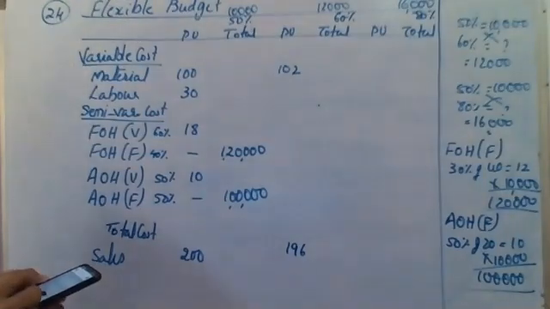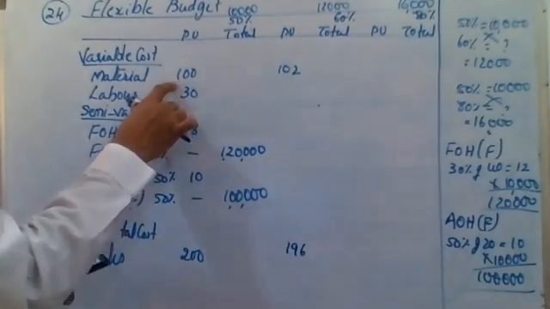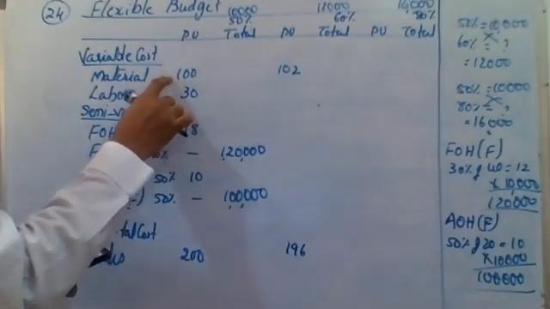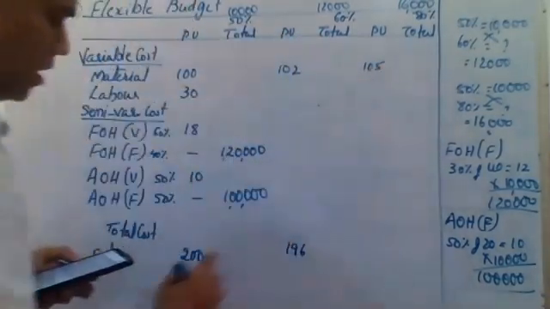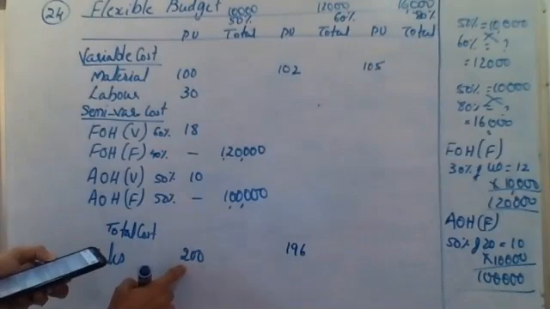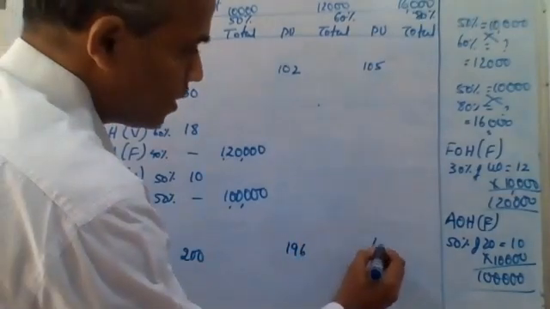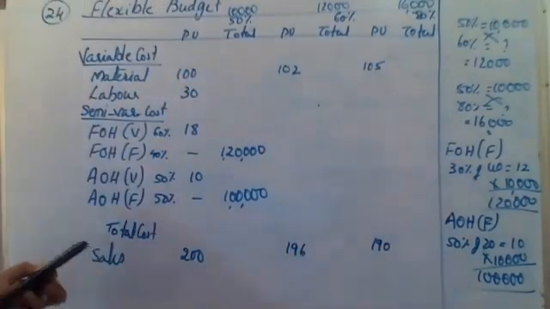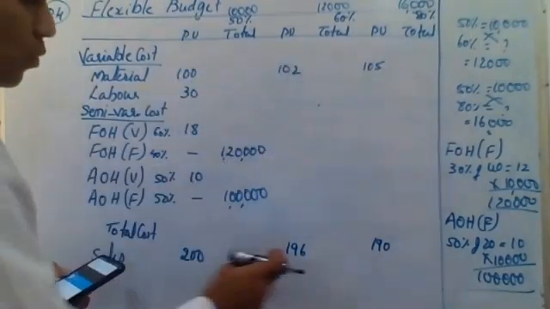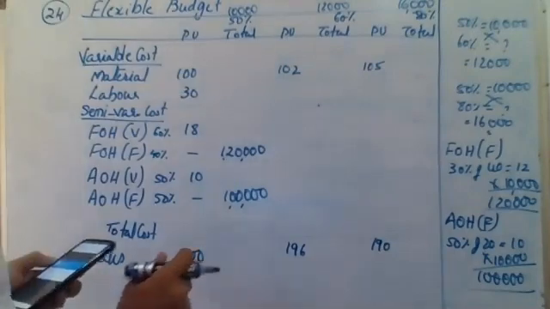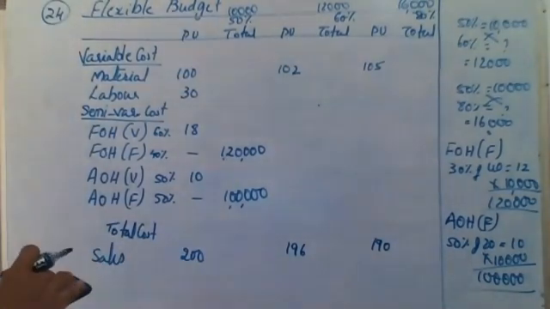And at 80% capacity, material cost will increase by 5%. 5% of 100 is 5 rupees. So 5 rupees will increase, means it will become 105 rupees. Selling price is decreasing by 5%, means 10 rupees will come down. It is 190. Is it okay? So these are the changes we have to keep in mind, and otherwise everything is same.